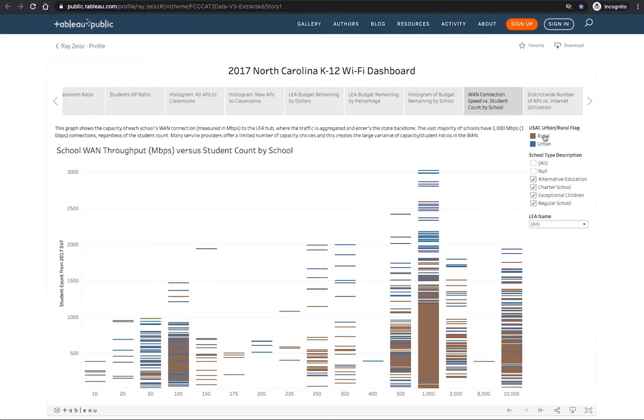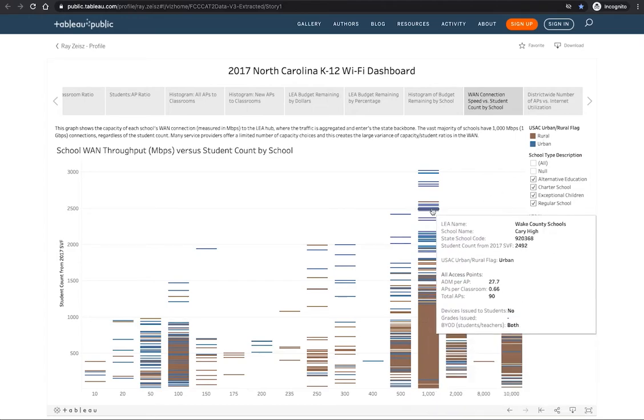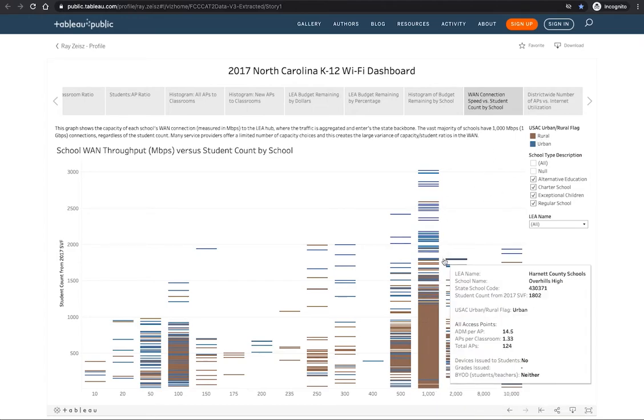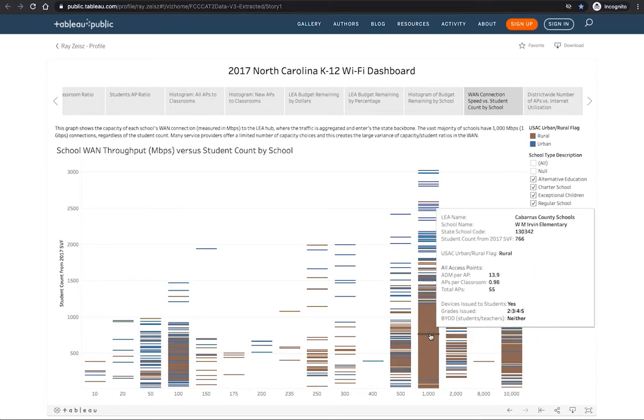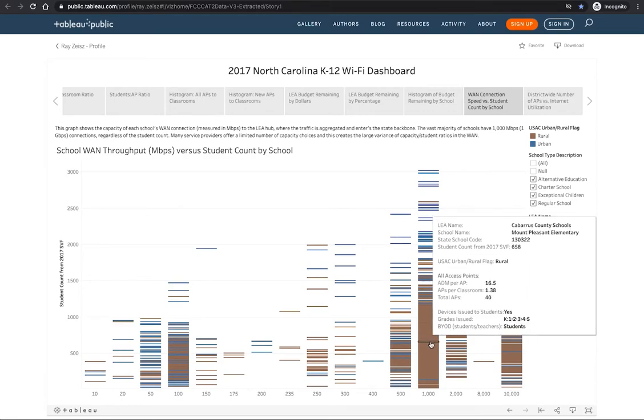And it's also color coded by rural and urban. So the blues are urban and brown's rural. And that's based on the FCC's definition of rural and urban, which we don't always all agree with, but that's what the rules are, so we have to go by that. But when you click on each school, you can see the number of students and what grades. Does it have a bring your own device strategy or device issued to the students, and the ratio of access points per student, students per access point, and APs per classroom.